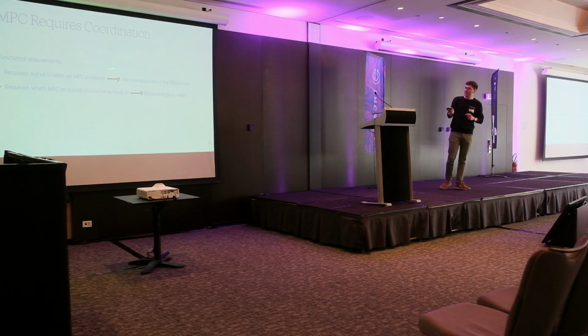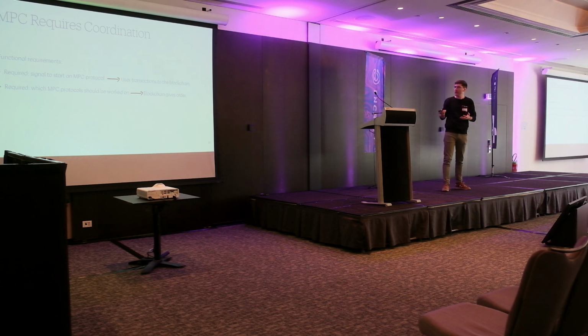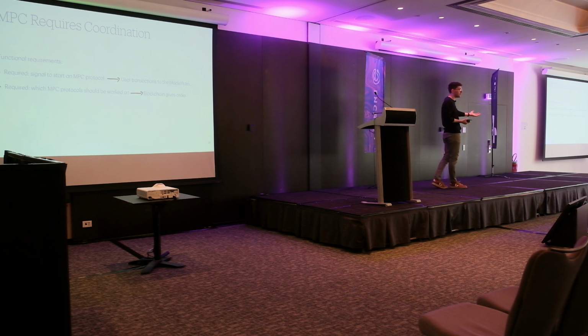So you can have hundreds of thousands of users posting requests. The blockchain actually gives you ordering. You know which ones came first. There could be some kind of priority based on the kind of MPC you're requesting. There could be some kind of fee-based priority as well. You can do a lot.